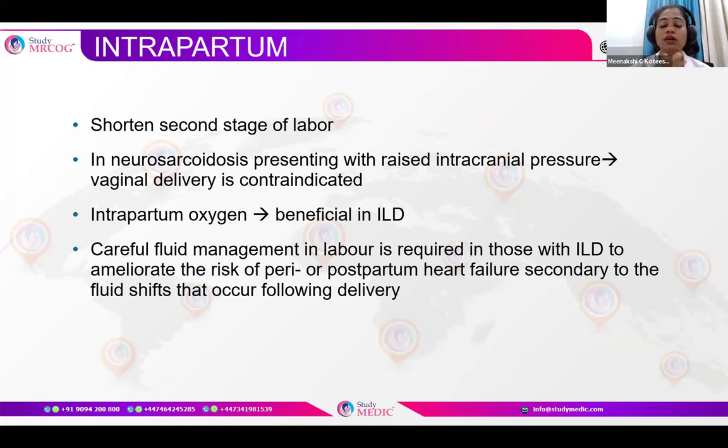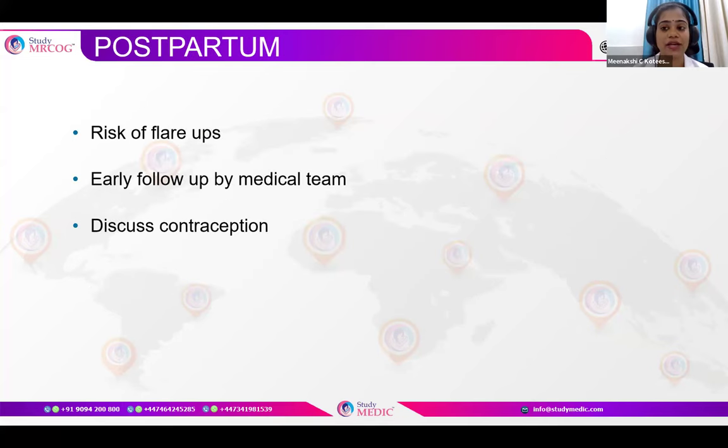So let me just summarize: there is no clear-cut indication for when you have to deliver and what the mode of delivery should be. But yes, in case of neurosarcoidosis with raised intracranial pressure, definitely we would go for cesarean section. In case they're having any respiratory or cardiac compromise, in such cases also we'll be going for a cesarean section. And in case of any complications developed during the pregnancy, we might go for it. But otherwise, we can prefer a vaginal delivery as well. Make sure that if they have interstitial lung disease, we give oxygen to the mother, and also optimize fluid management to prevent the risk of heart failure. That also needs to be taken care of.